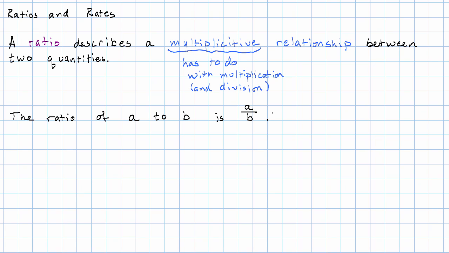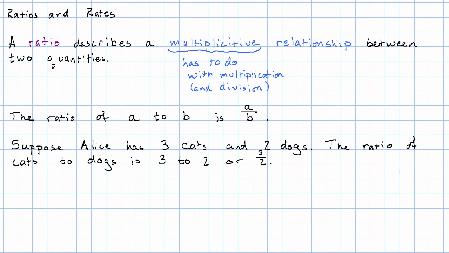The ratio of A to B is A over B. So let me give you a specific example. Suppose that Alice has 3 cats and 2 dogs. Then the ratio of cats to dogs is 3 to 2, or 3 over 2.